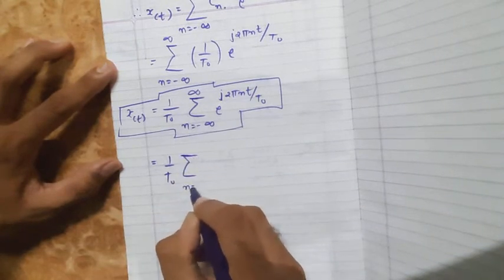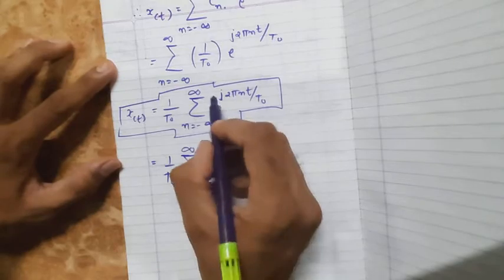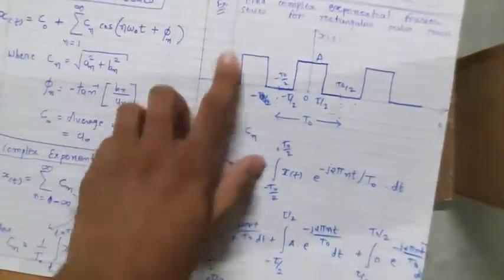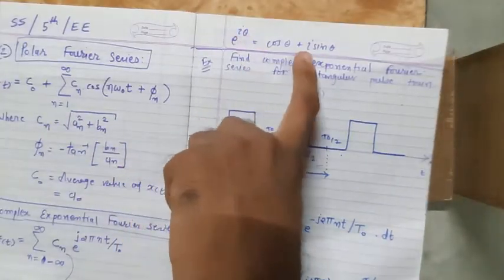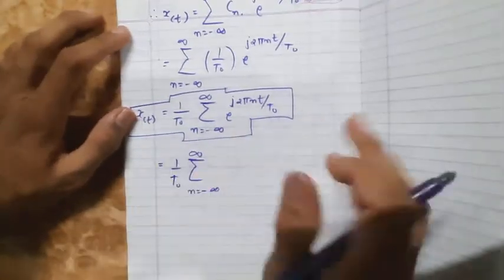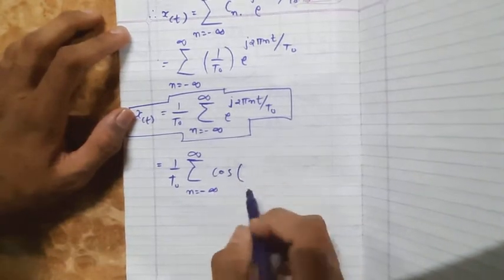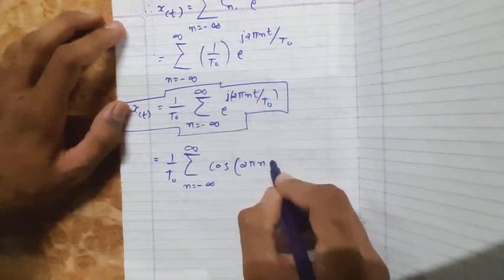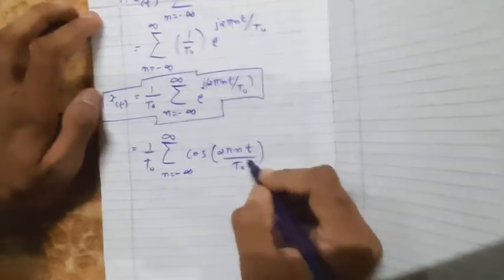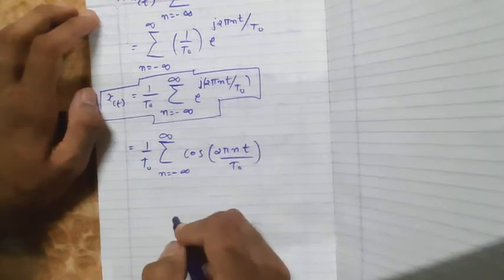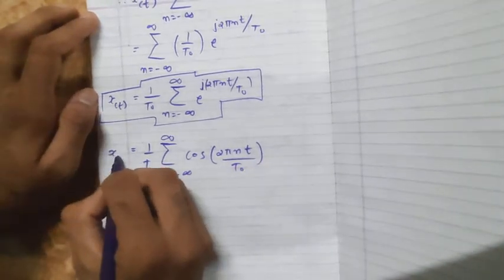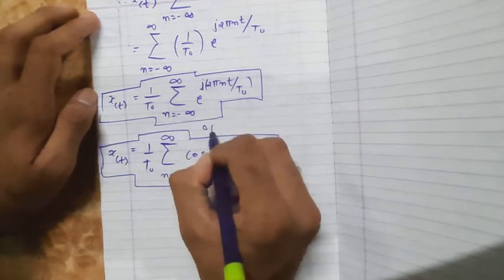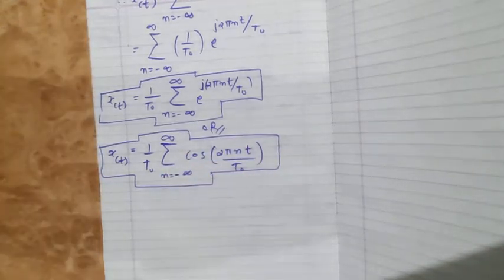Sigma n goes from negative infinity to positive infinity of e to the j theta, which is the Euler identity. We call the Euler identity e to the j theta equals cos theta plus j sin theta. If we remove the imaginary part, we will get cos theta, where theta is 2 pi n t by T0, plus j times sine, which is also there, but I am not going to write that down. So you can see here that this is also your formula for the impulse train.